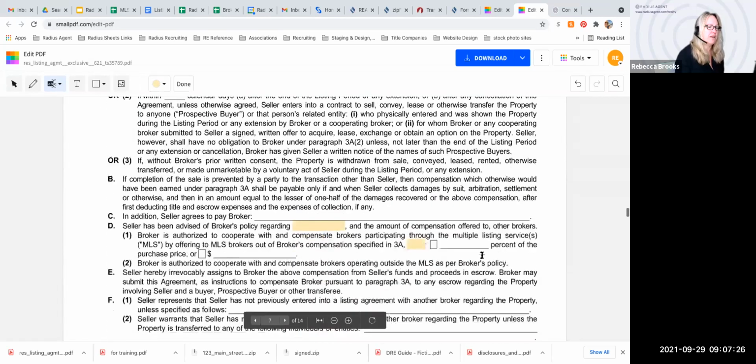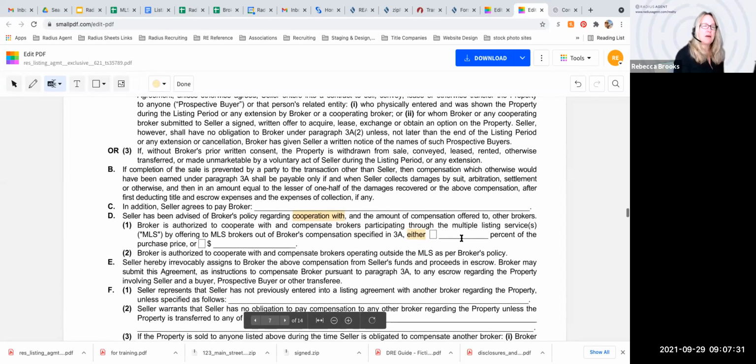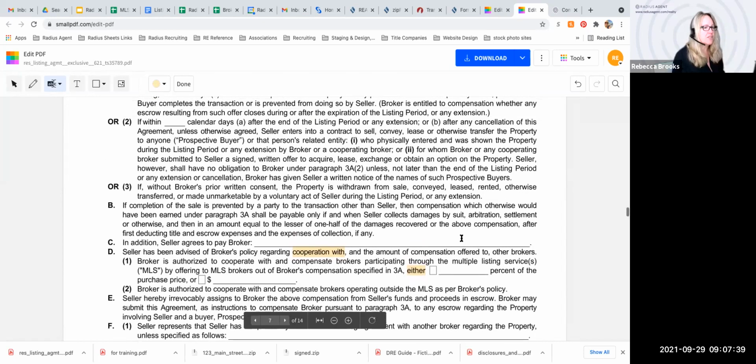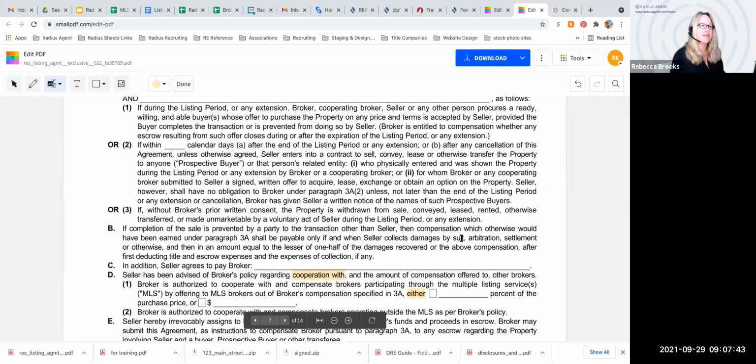Usually we try to put 2.5% here because we want to put it in the MLS with about 2.5%. We try not to go any lower than that to the cooperating party because we don't want to be perceived as a discount brokerage. Obviously, if it's 2% or 1.5%, we're not going to tell you you can't take that listing, but we would prefer that we are staying with 2.5% to the cooperating broker.